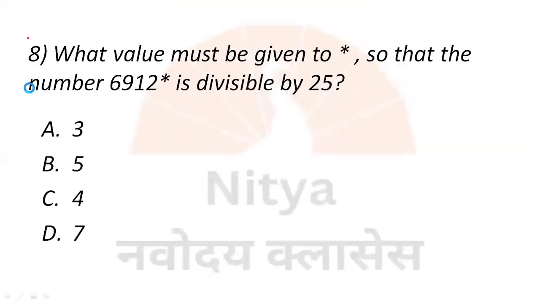What value must be given to star so that the number 6912 star is divisible by 25? So we already know that the numbers divisible by 25 are only the numbers that end with 25, 50, 75, 100, and so on. Okay, it means if the unit digit is 5 or 0, then the number is divisible by 25. So here the required number is 5. When we put 5 in the star place, the whole number is divisible by 25. Okay, the next question.